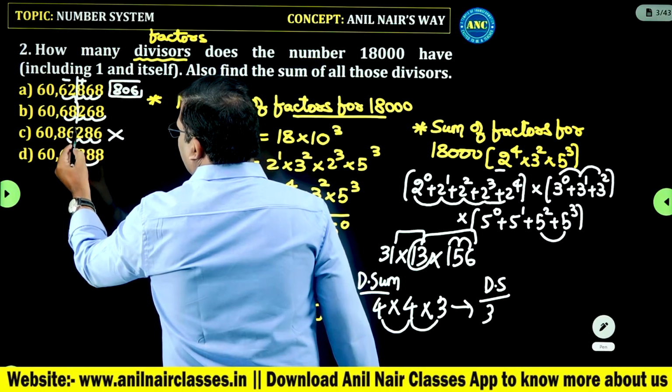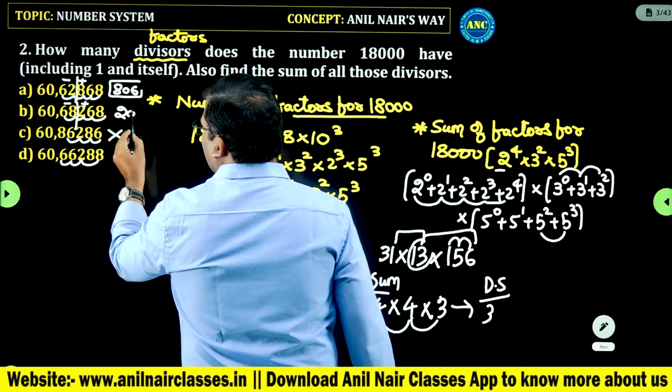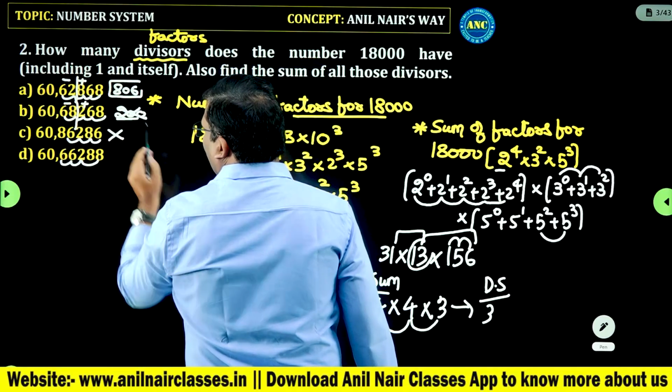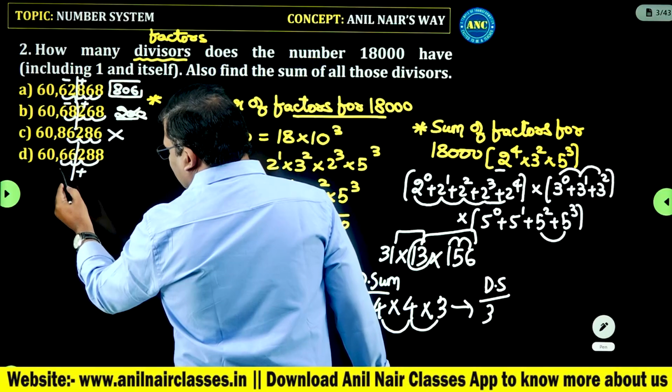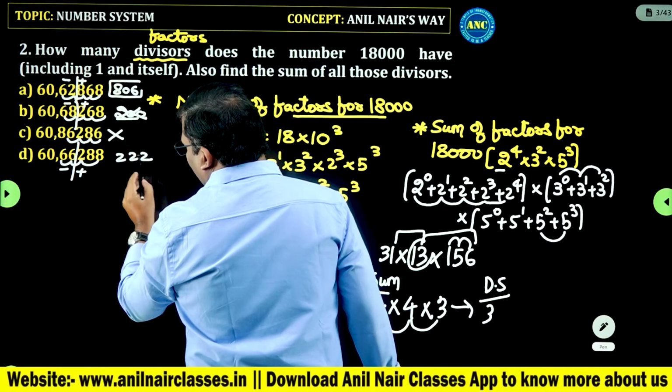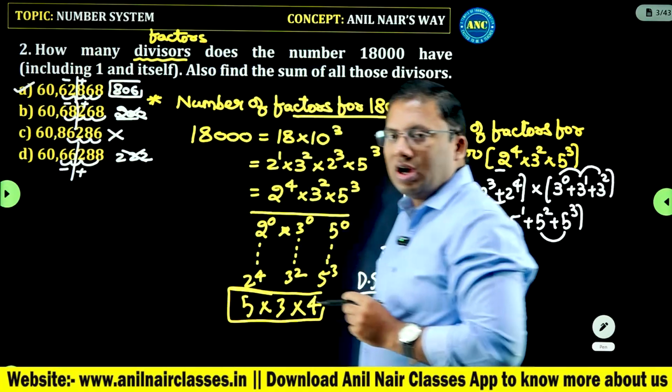Start from rightmost. Take a group of 3 digits and add. 268 minus 68, 200. No, not possible. 288 minus 66, 222. It is also not divisible. So the answer for this question is option A.